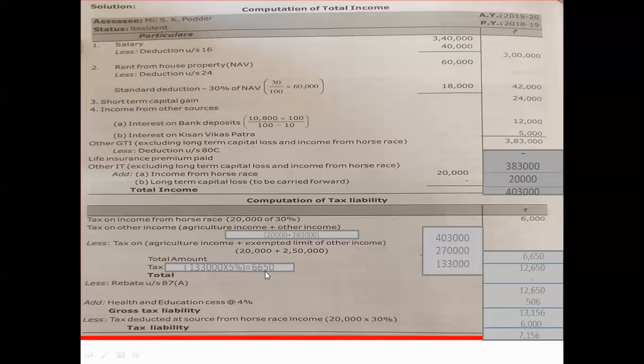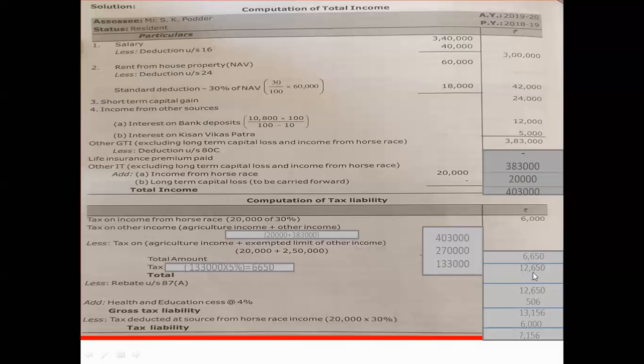So total tax amount is 6,650. So we have taken 6,650 on the other income. So now calculate the total tax amount, that is the tax on income from horse race is 6,000 and other income is 6,650. So total tax is 12,650. Now we need to check whether he is eligible to claim the rebate.